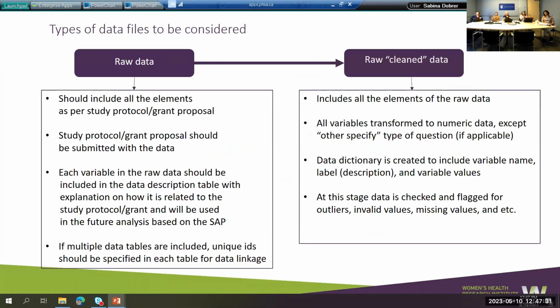So again, this lecture will be recorded. Basically, this describes the processes for what to do with raw data.